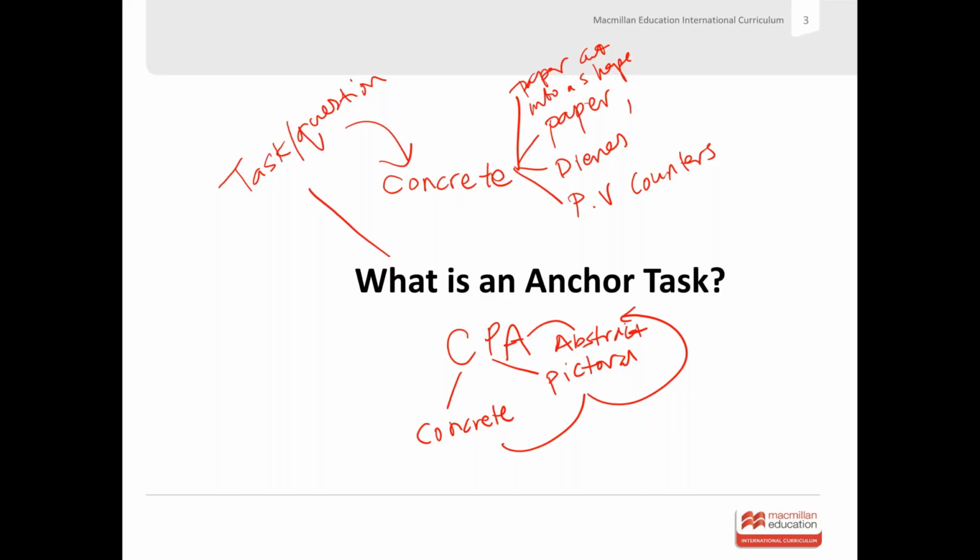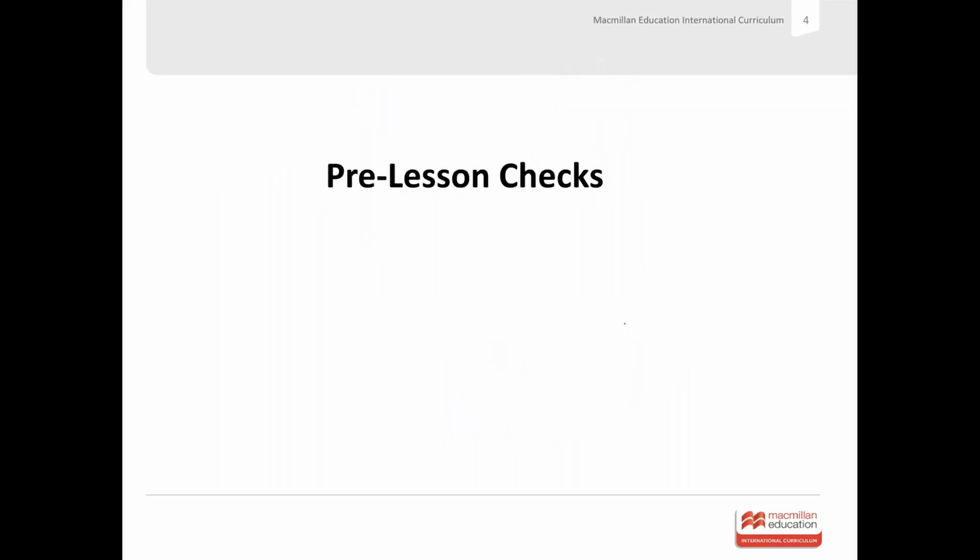And also, how do I extend those who have grasped the idea? How can I then challenge them further? So before all of that, before we discuss those key elements, we're going to look at pre-lesson checks. Before we have a lesson, we want to have a good anchor task. We can choose many different questions, so how do we choose a question that's suitable for our children, so our class can understand the actual content of the lesson and therefore flourish later on?